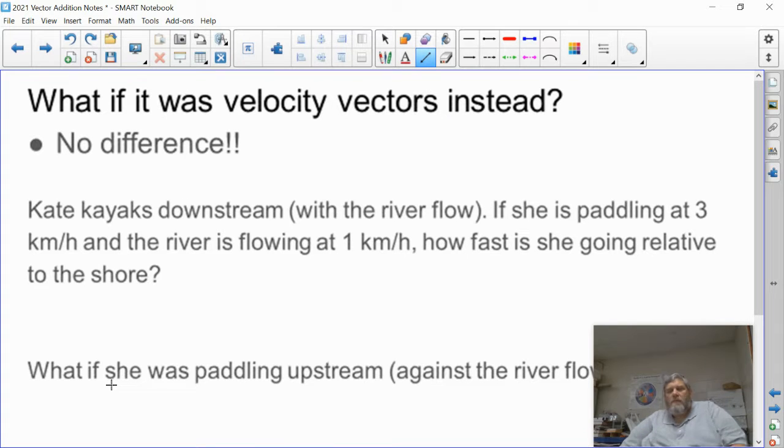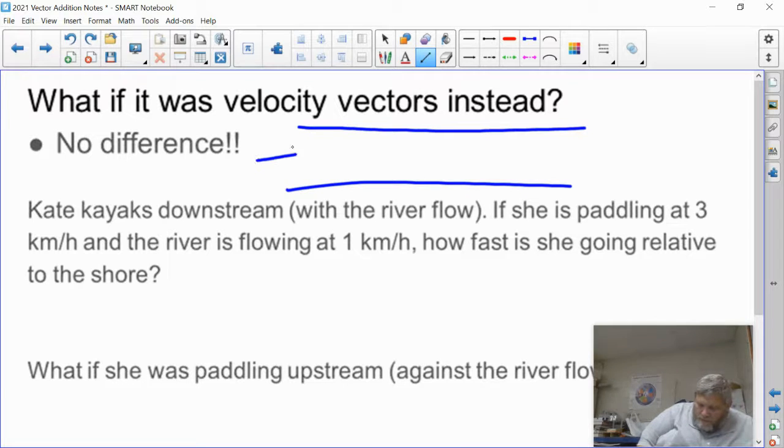All right. Now, a vector doesn't have to be displacement. It can be things like velocity and acceleration as well. So here's an example. Kate kayaks downstream with the river flow. So right here's our river, and the river flows this way, and she's moving this way. If she's paddling at 3 kilometers per hour and the river's flowing at 1 kilometer per hour, how fast is she going relative to the shore?